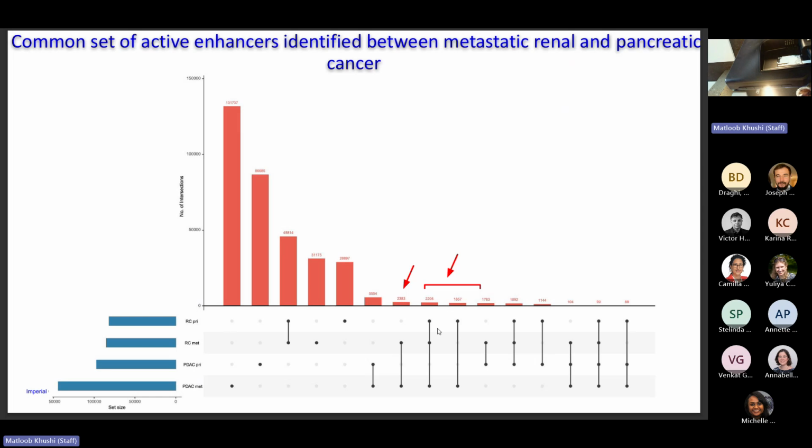And basically, we identified a set of enhancers that were shared between metastatic kidney cancer and metastatic pancreatic cancer. And the next step is to take the graph embeddings from the knowledge graph and use them to ask all kinds of different questions or make all kinds of different predictions. So that's where the project is at.